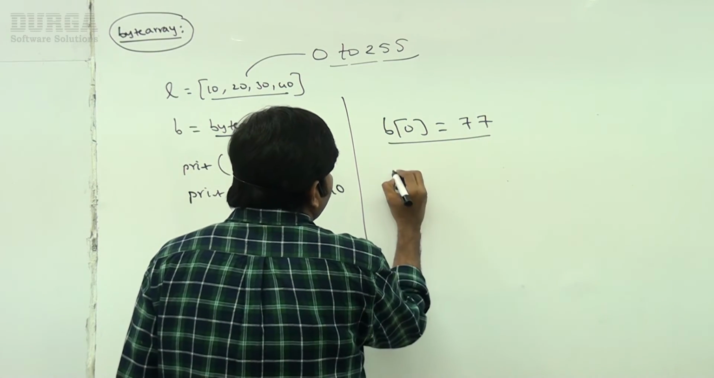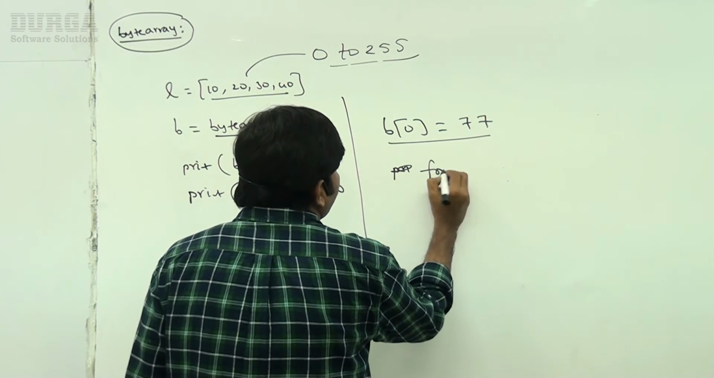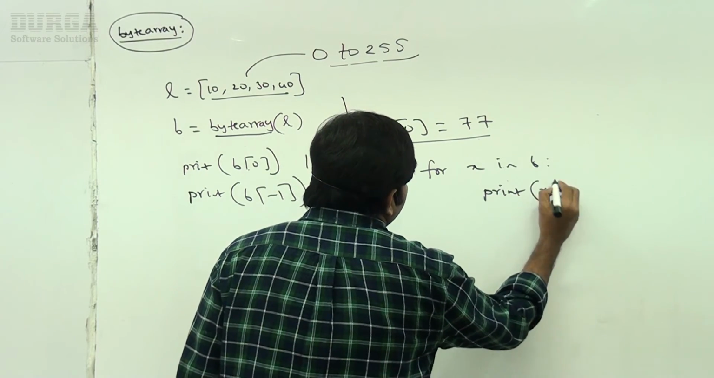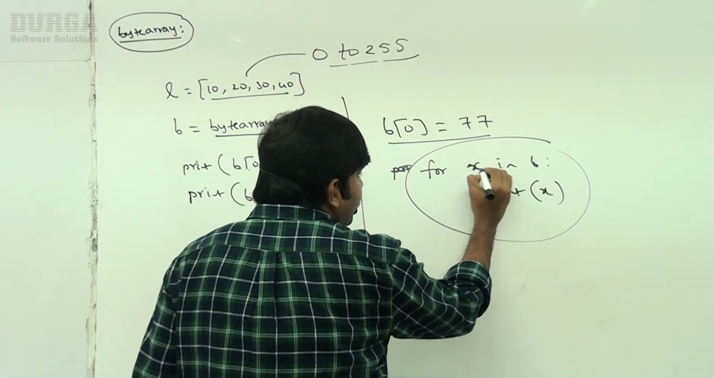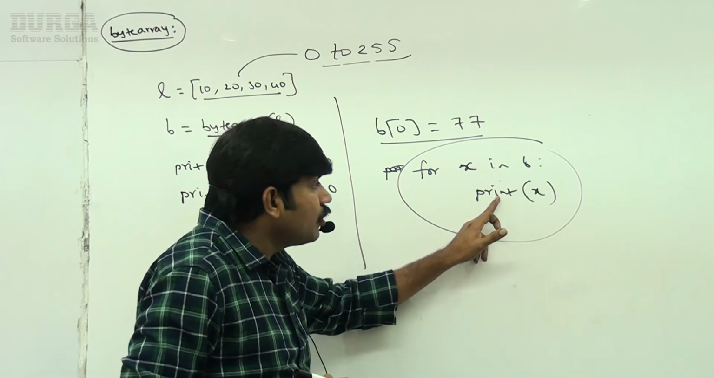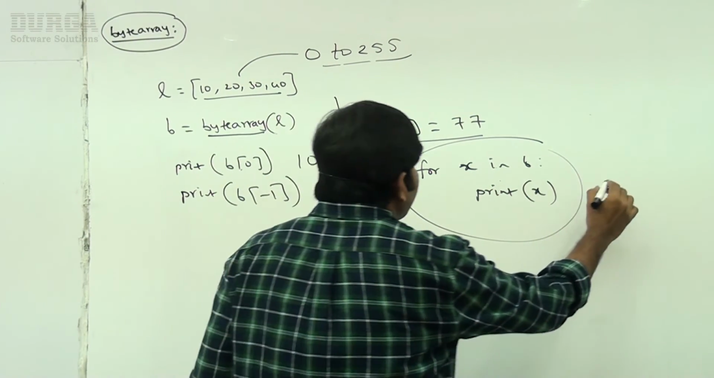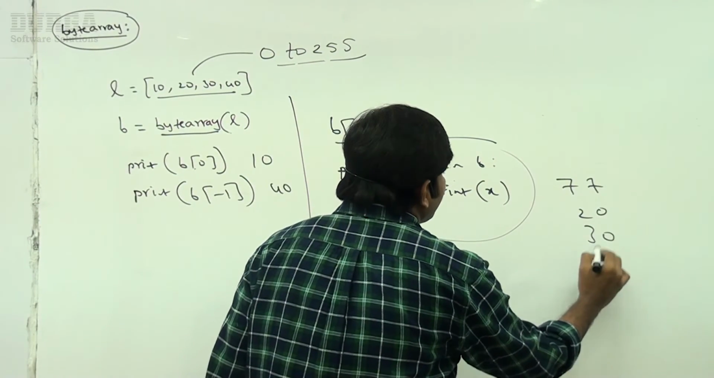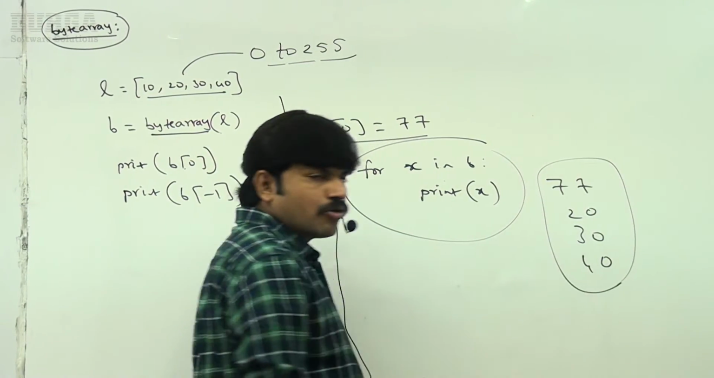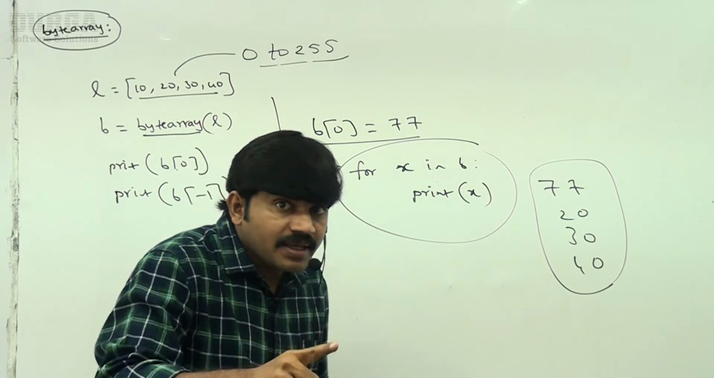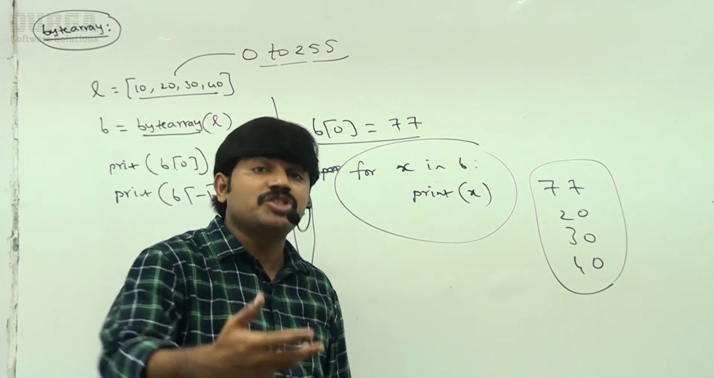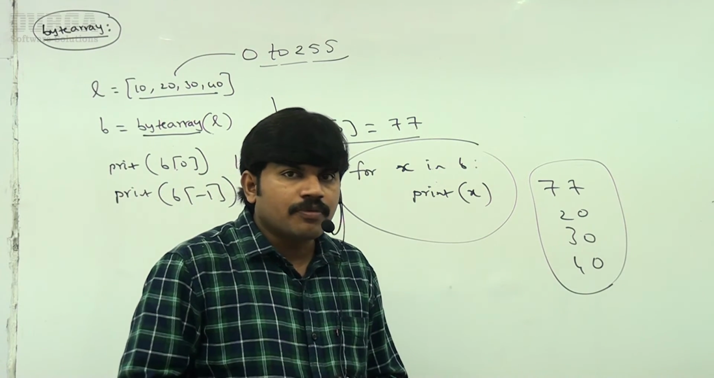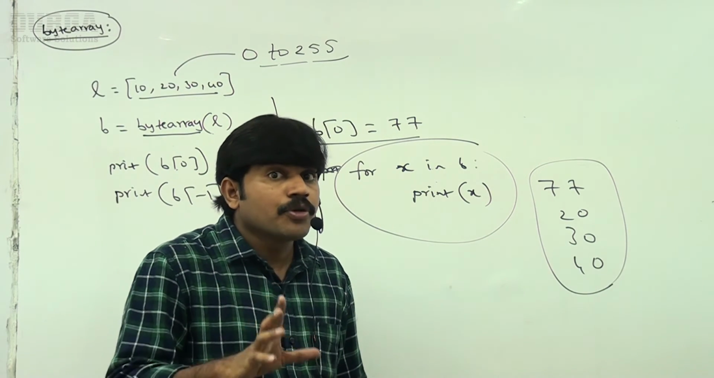Now, where is the proof for that? Let me print: for each x in b, print x value. For every element present inside byte array, print x. Now definitely 77 you are going to get. 77, 20, 30, 40, like you are going to get this output. Means that byte array is modifiable, changeable. That's why byte array is what? Mutable or immutable? Byte array is mutable. Clear?